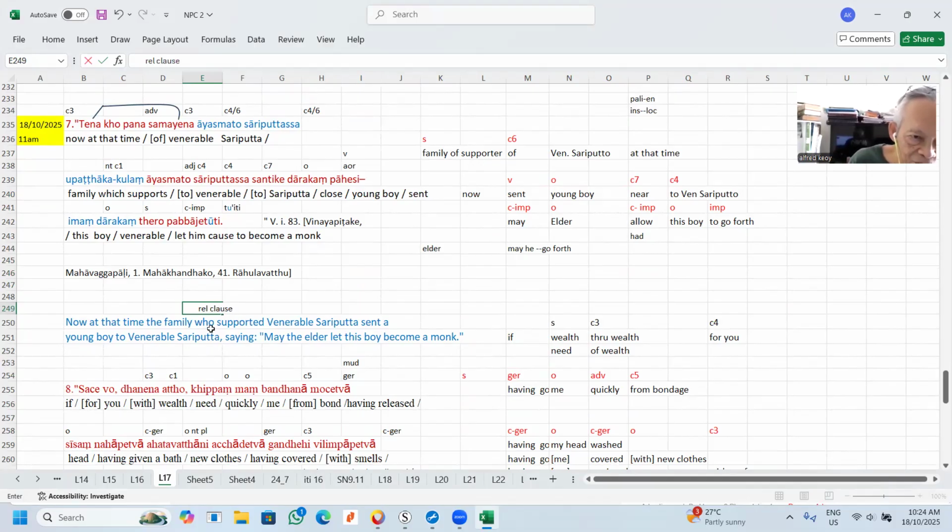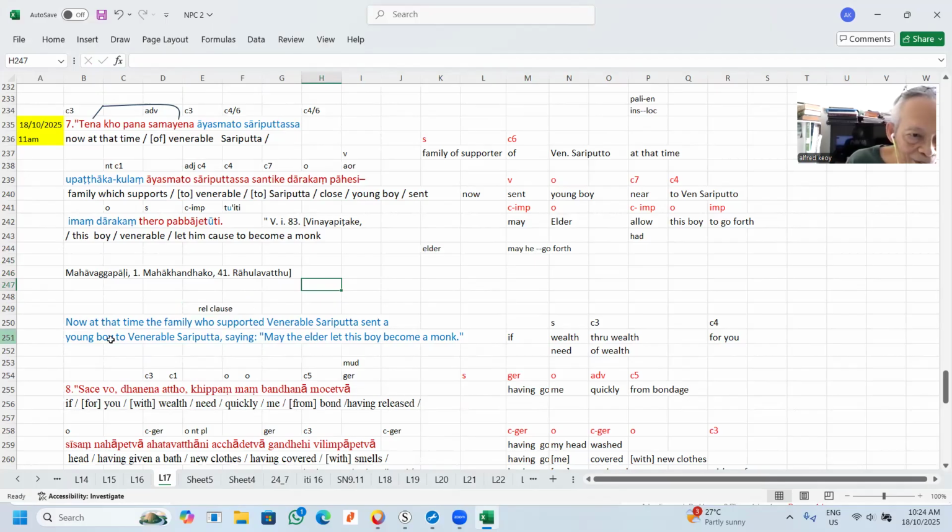Relative clause, that means the family who supported. So basically, in English, this is a relative clause. So the translation takes a relative clause. You cannot find the word "who" here because it's an English translation, a relative clause. All right. Then you don't have to mention "he" or what.